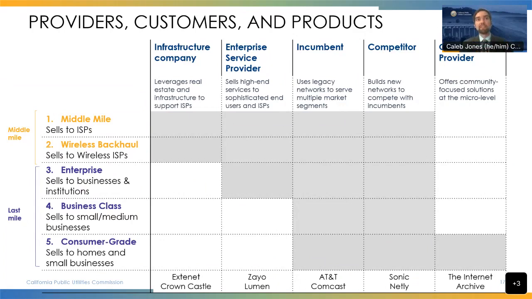For service providers, starting at the far right, we have community providers. These are the kinds of entities that offer community-focused solutions at the local level. Many of the folks applying to the CPUC for funding opportunities will be community providers dedicated to providing networks to serve their local market. If you look down the graphic, you'll see that they're expected to mostly serve consumer-grade services.